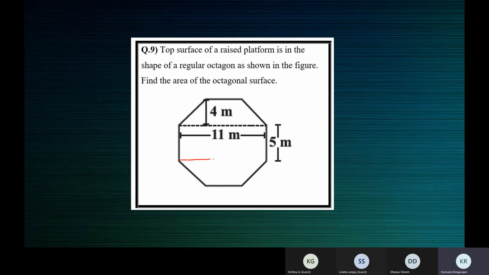So we could join these 2 vertices and divide the octagon into 1 trapezium here, and a rectangle here. So these are the parallel sides of the trapezium. For this trapezium, these are the parallel sides. What's the length of this side?